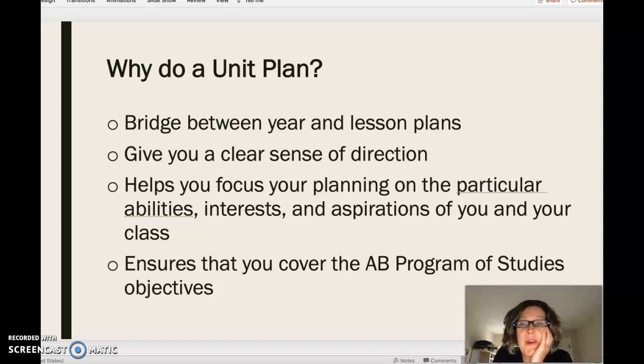All right, here we are continuing on with why do a unit plan? So we started with year planning with the overall. We've got the overall, we know exactly what we're going to do from September to June. We have a sense of our scope and sequence.